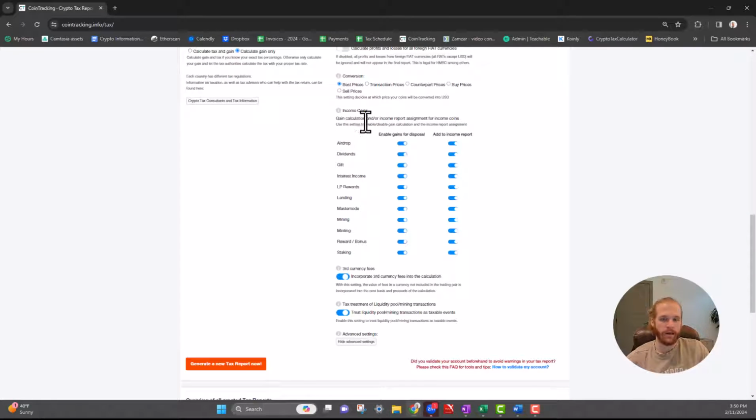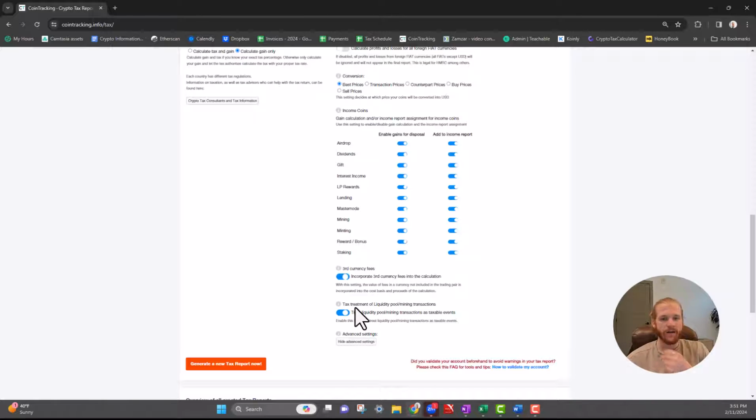Then we've got some income stuff. So you can just leave all of that on. And then you're going to want to incorporate the third currency fees into the calculation. A recent example that I can think of off the top of my head is that sometimes in the Cosmos ecosystem, you could withdraw Juno and you'll have a fee in Osmo. Or you'll have a trade of Juno to Atom, and there'll be an Osmo fee. So that's going to bake that third currency, as they're referring to it, into that trade.